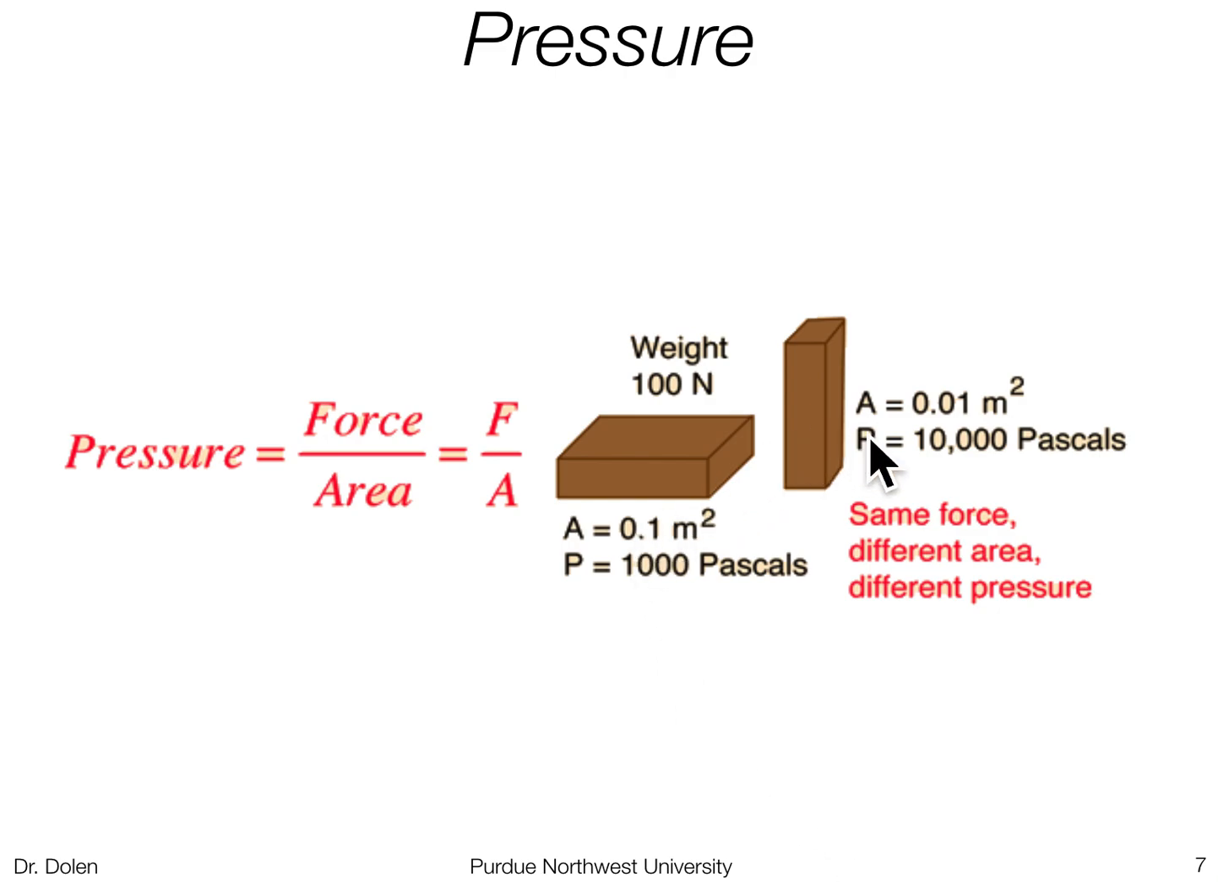If I turn that box on its side, the force of gravity acting on it is still 100 newtons, so the force of that box on the ground is still 100 newtons. But when I turn it on its side, I'm making the area about 10 times smaller, and so I have the same force but a smaller area, so the pressure is going to be much larger for the box on its side. Right? So you have the same force, different area, you end up with a different pressure.